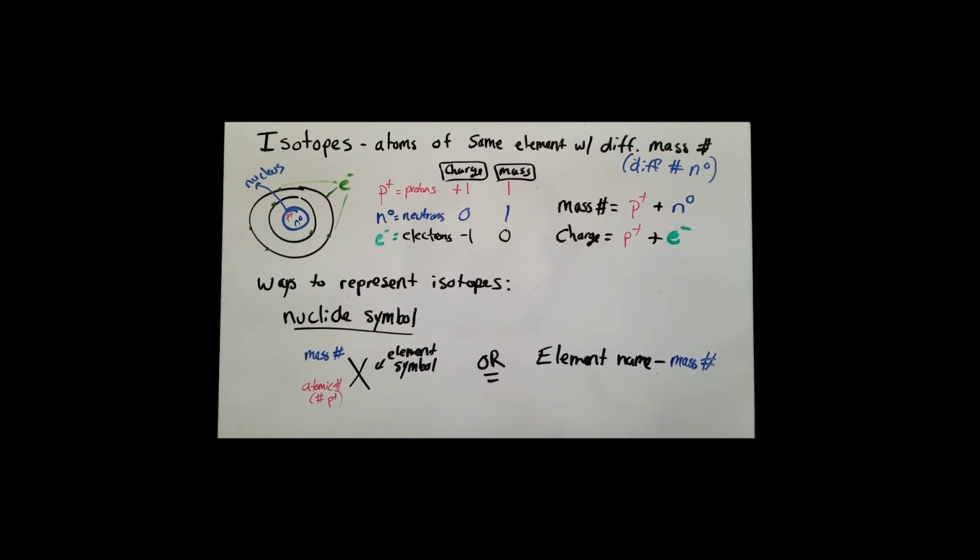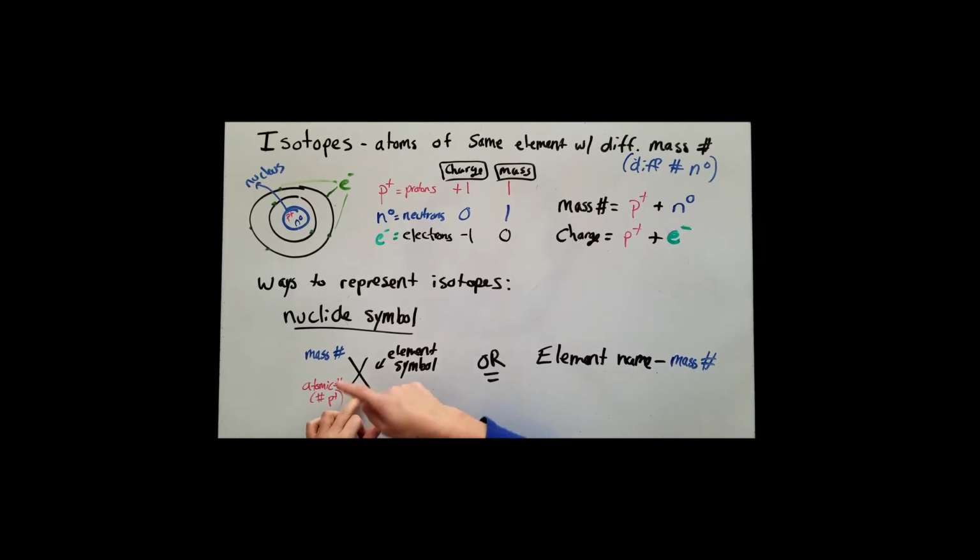When we're representing isotopes, they're represented in two different ways. One way is with a nuclide symbol, and I have an example of a nuclide symbol here. We represent a nuclide symbol by first putting the element symbol here.